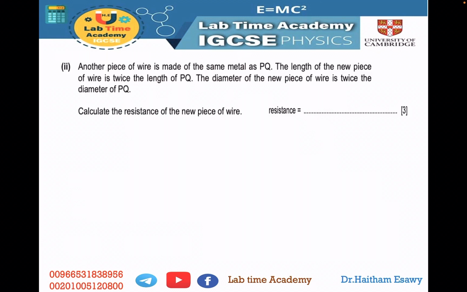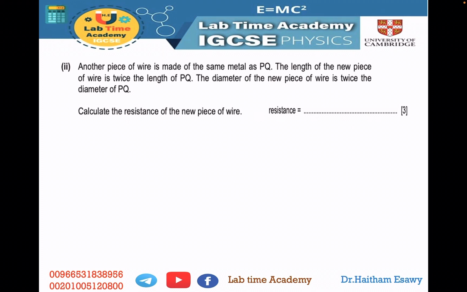Another piece of wire is made of the same metal as PQ. The length of the new piece of wire is twice the length of PQ. The diameter of the new piece of wire is twice the diameter of PQ. Calculate the resistance of the new piece of wire. He asked me to calculate the new resistance.